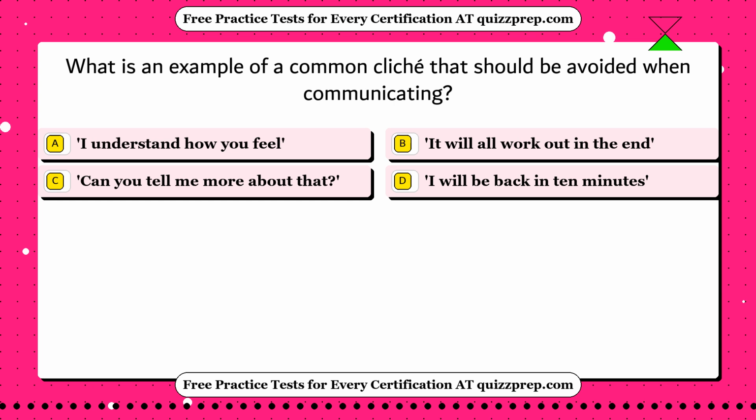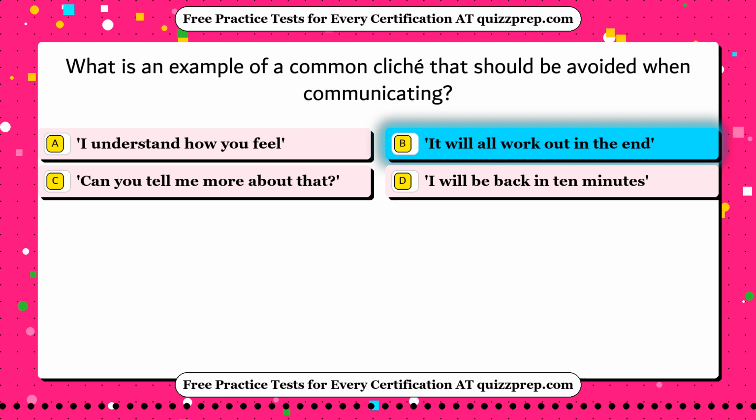Question 69. What is an example of a common cliché that should be avoided when communicating? Option A. I understand how you feel. Option B. It will all work out in the end. Option C. Can you tell me more about that? Option D. I will be back in 10 minutes.